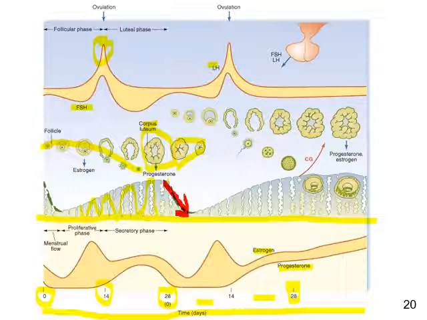This is just reminding us that LH and FSH are from the anterior pituitary. So let's walk through this just a little bit. Beginning of a follicular phase. Decreasing levels of estrogen, low and stable levels of progesterone. The uterine endometrium starts to develop and become thicker.